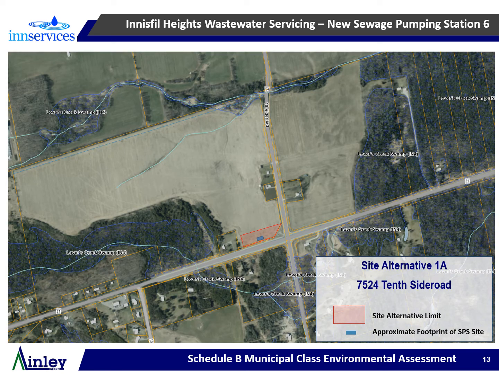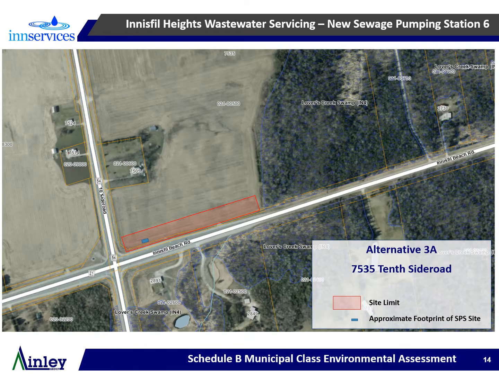This slide provides the location of site alternative 1A, as well as an approximate footprint of the sewage pumping station site on the property. The property address is 7524 10th Side Road. This slide similarly provides the location of site alternative 3A, as well as an approximate footprint of the sewage pumping station site on the property. The property address is 7535 10th Side Road.